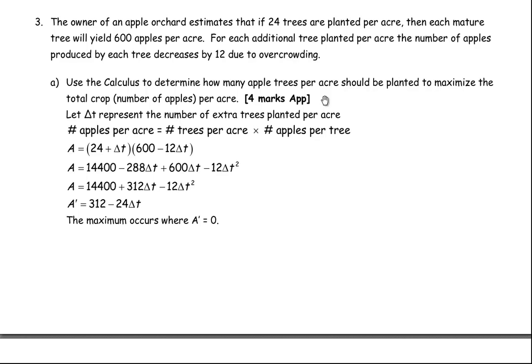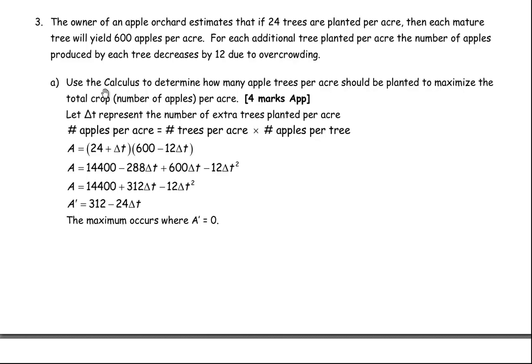In question number 3 here, the owner of an apple orchard estimates that if he or she plants 24 trees in an acre of property, then each mature tree will yield 600 apples. Now, for each additional tree planted per acre, the number of apples produced by each tree starts to decrease. So he or she is assuming it's about 12 apples they lose per tree due to overcrowding. Of course, the more crowded the trees are, the less they're going to produce.